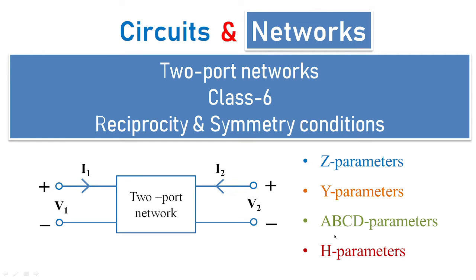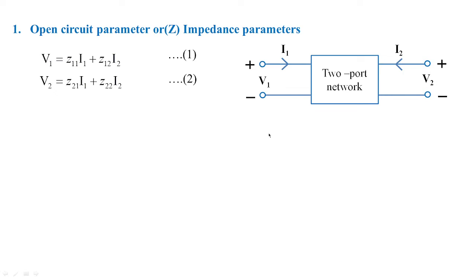So broadly we are taking 4 parameters here and we are going to find out the reciprocity condition as well as the symmetry condition. So how do we do that? We'll start with open circuit parameters, that is called impedance parameters.